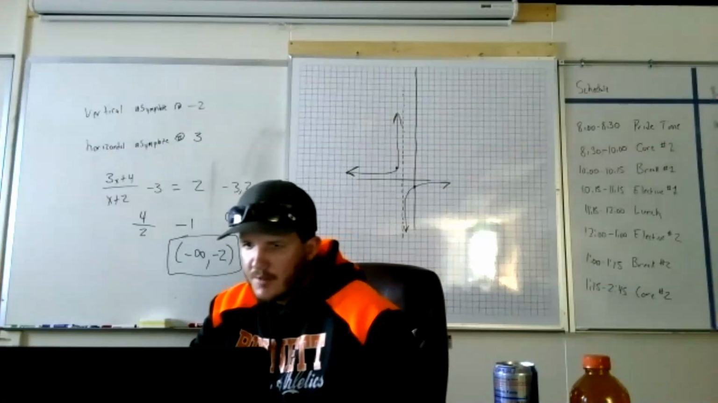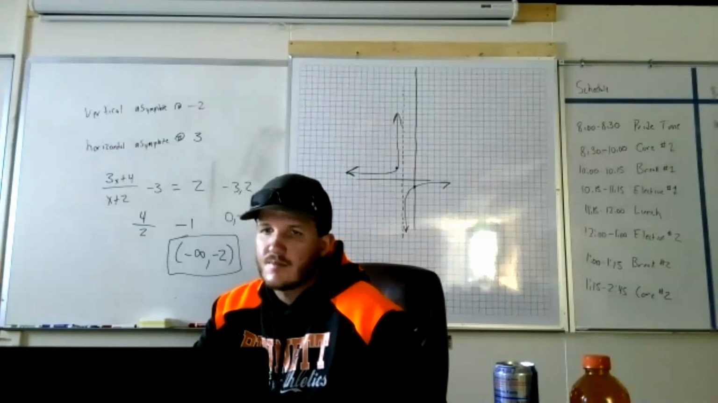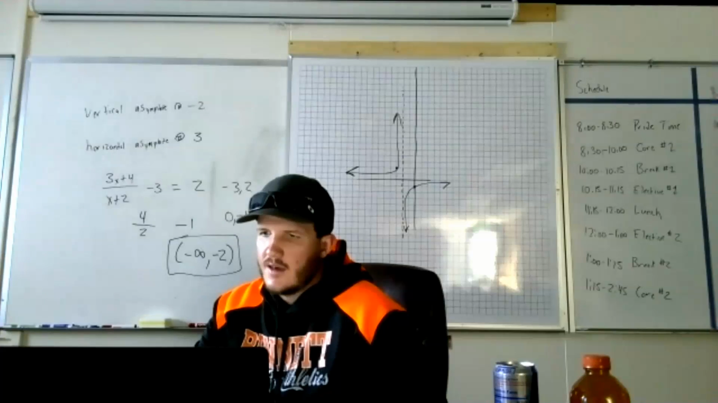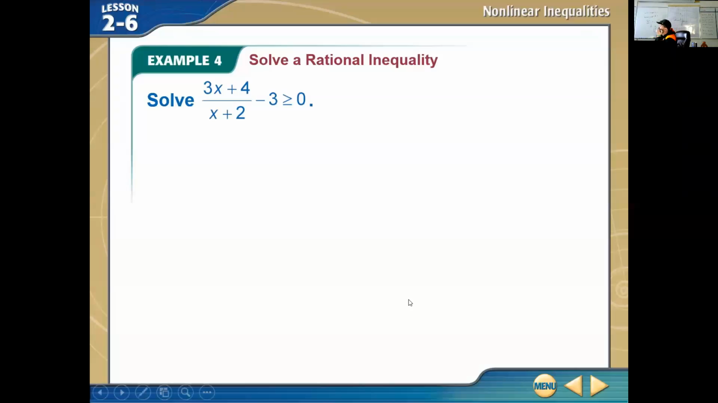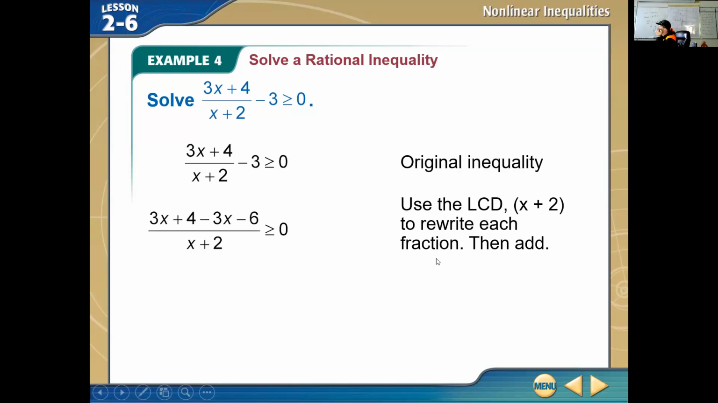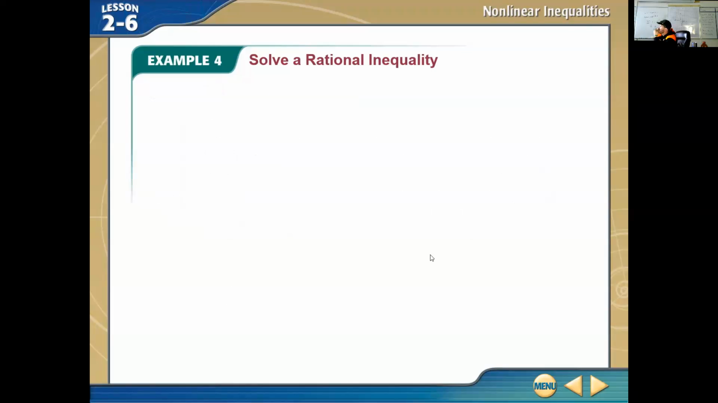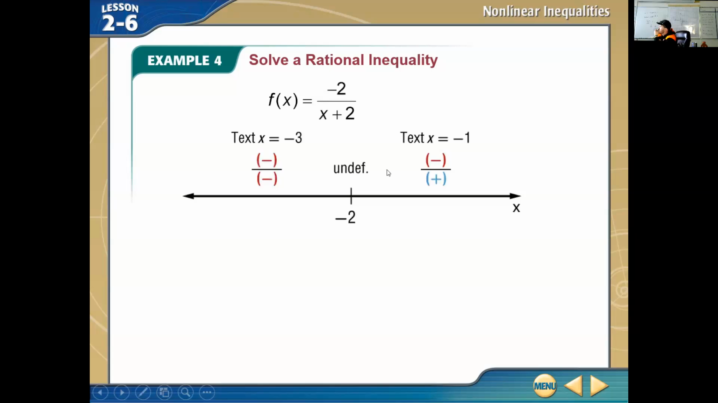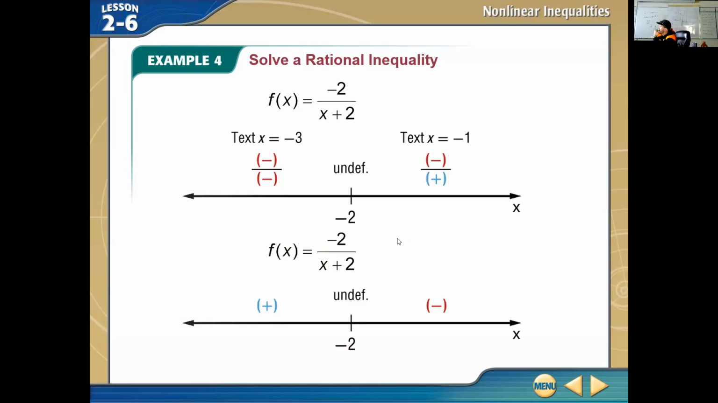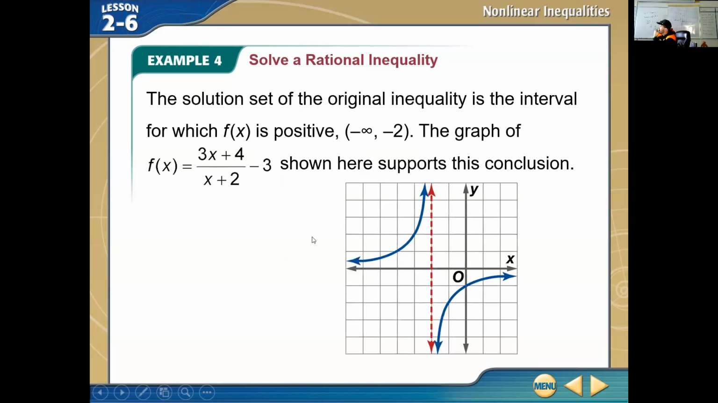All right, let's see if I'm right. See how well Burns is doing today. How did I do that? Negative. Dang. There we go. So from negative infinity to negative 2.